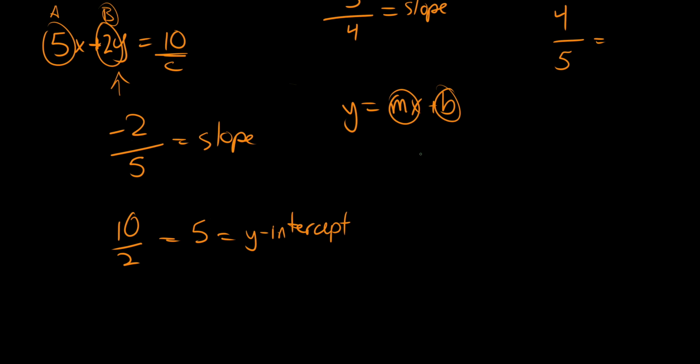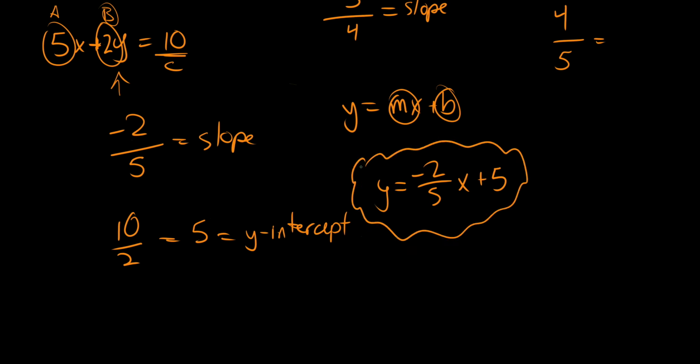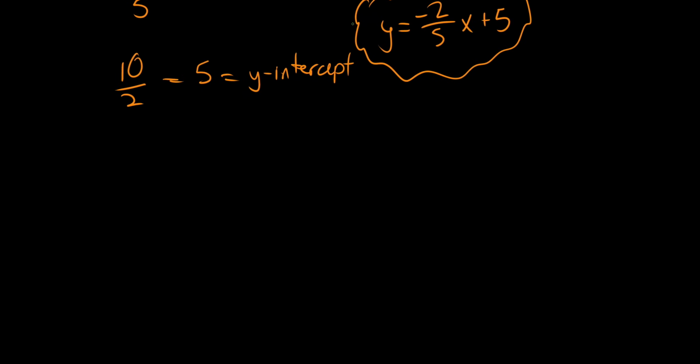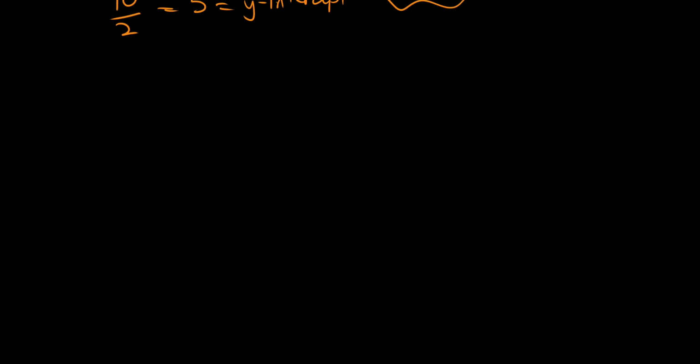But just try to keep that in mind. So our m value was of course negative 2 over 5, so negative 2 over 5x, and our b value was 5, so plus 5. This is going to be our slope-intercept form. Now we could also do a longer way by actually dividing, doing all the PEMDAS stuff, and I'll show you guys how to do that just for thoroughness.